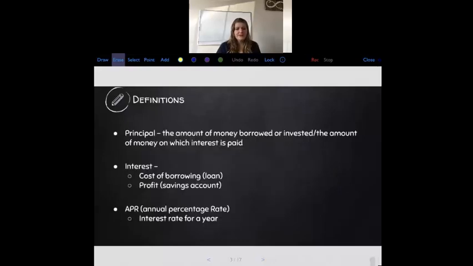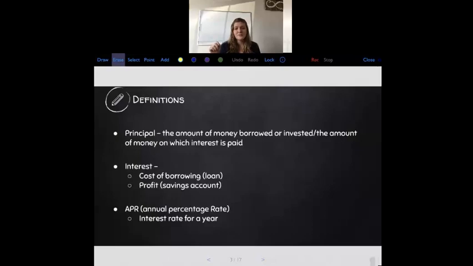A few definitions. Principal is the amount of money borrowed or invested, or the amount of money on which interest is paid. Interest is the cost of borrowing. So if you take out a loan, there's usually an interest rate associated with that because you're borrowing money. If you are using a deposit account, like a savings account that accrues interest, that's how much you're making. So interest could be used depending on if you're lending or saving.